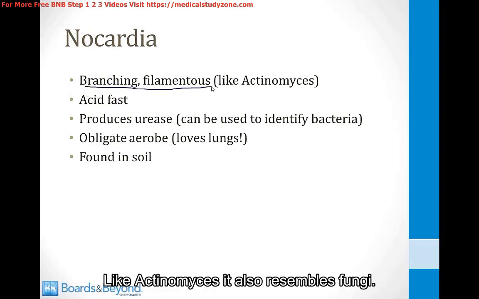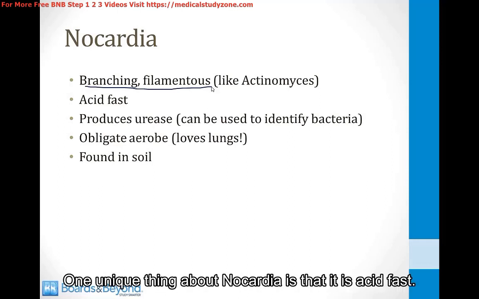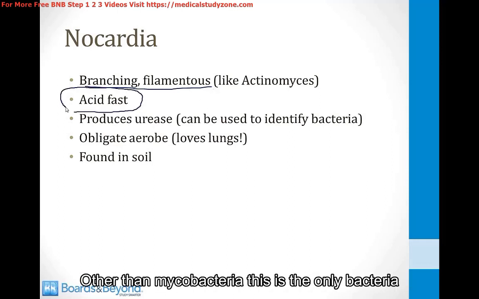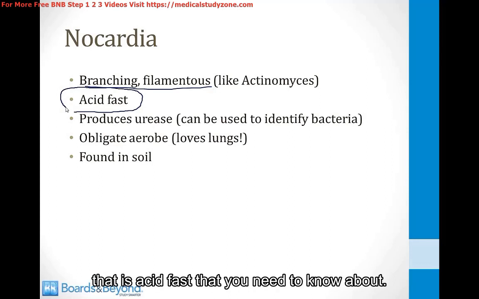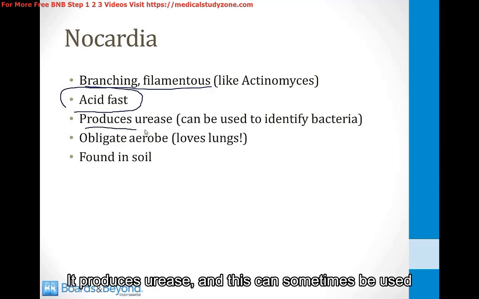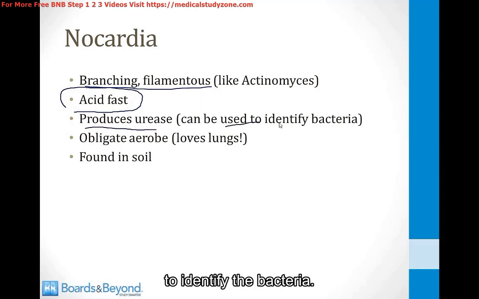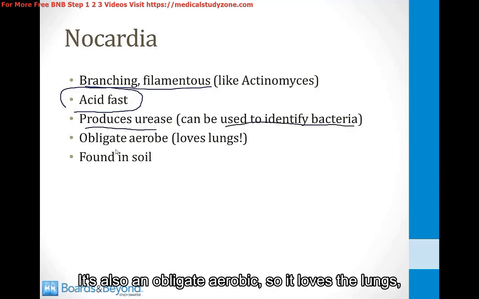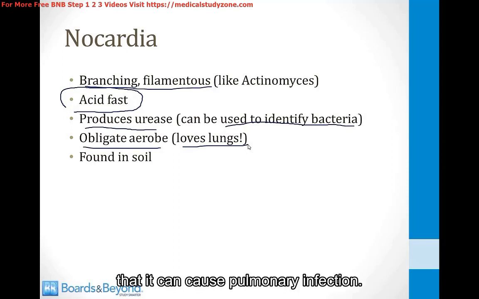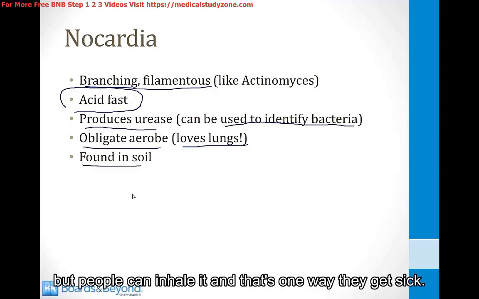Like Actinomyces, it also resembles fungi. One unique thing about Nocardia is that it is acid-fast. Other than Mycobacteria, this is the only bacteria that is acid-fast that you need to know about. It produces urease, and this can sometimes be used to identify the bacteria. It's also an obligate aerobe, so it loves the lungs, and that's one way to remember that it can cause pulmonary infection. We'll talk about that in a minute. It's found in soil, but people can inhale it, and that's one way they get sick.